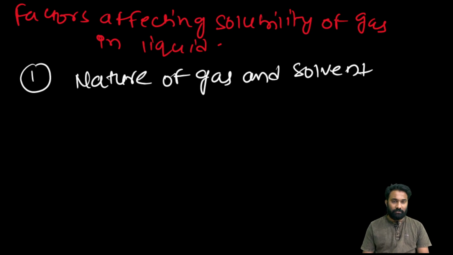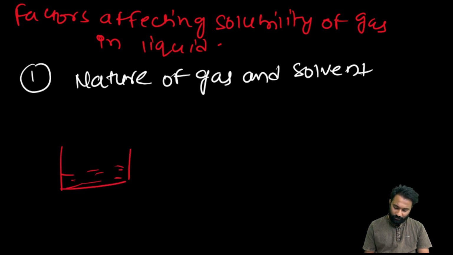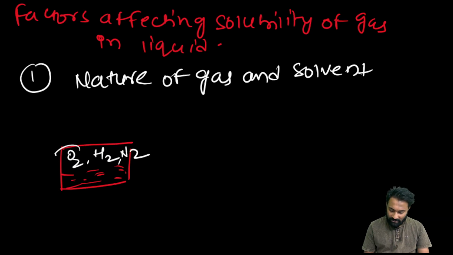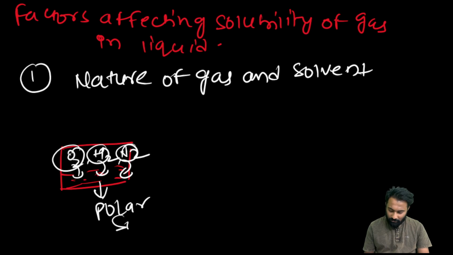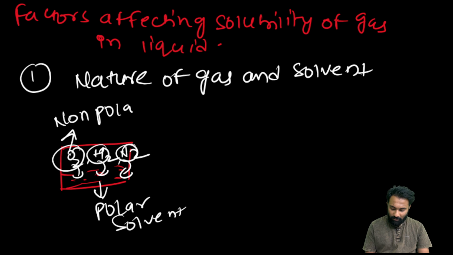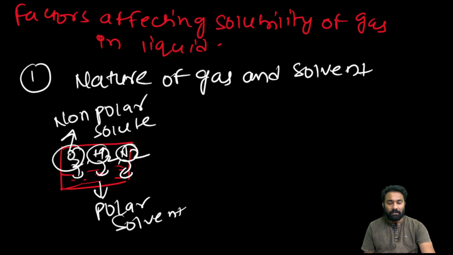Here we take H2O. In this H2O, if gases like O2, H2, N2 are added, these gases will not be soluble. Why? Because this is a polar solvent and these are non-polar solutes. Non-polar solutes in a polar solvent are less soluble. Clear?